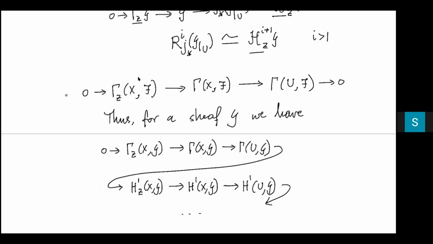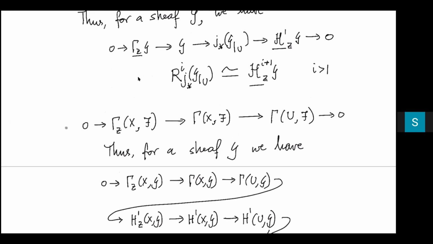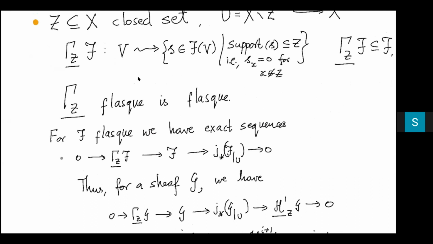So you can see that this is an exact sequence, but this is for a flask sheaf. F was a flask sheaf here, and for an arbitrary sheaf G, you have this long exact sequence. So take the derived functors, and now you are looking at derived functors of the global sections functor. Global sections functor is not exact, so it will have higher cohomologies, and so you will now get a long exact sequence where nothing collapses. So gamma U G, and then H1 and H1 and so on. Okay, so these are the two long exact sequences associated to a closed set in a topological space X.